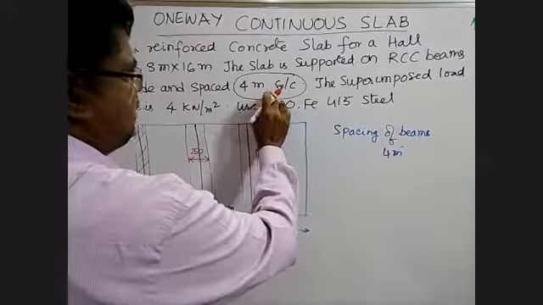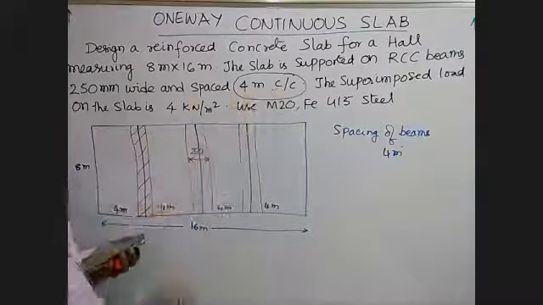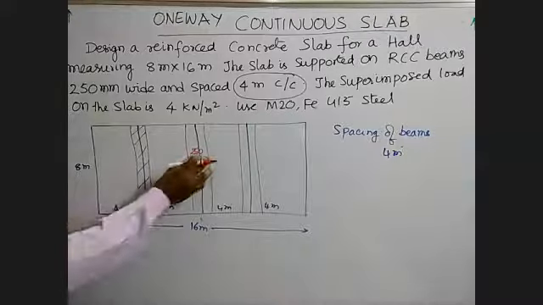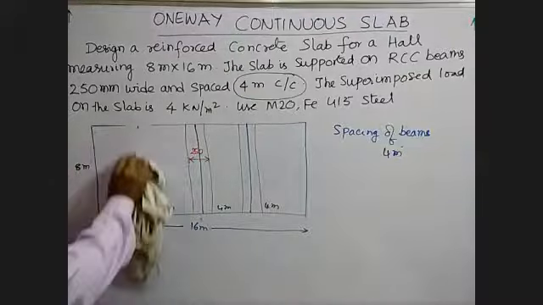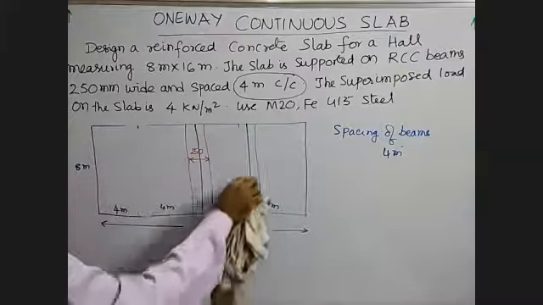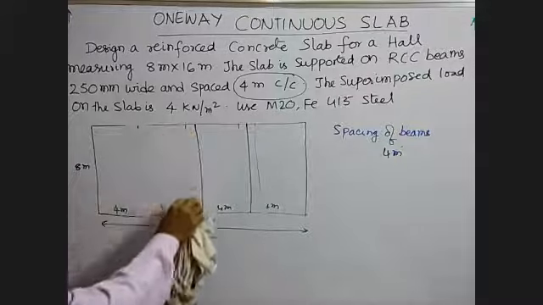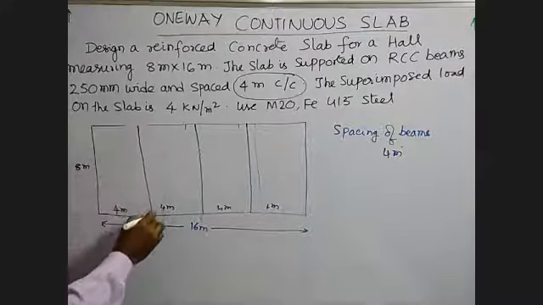See here, this is not a clear span. This is the center to center of the beams. So now the beam size is 250 mm and the beams are spaced 4 meters center to center. Now forget about this beam. Now this is 250 mm. Now we have 4 beams here, spaced 4 meters center to center.